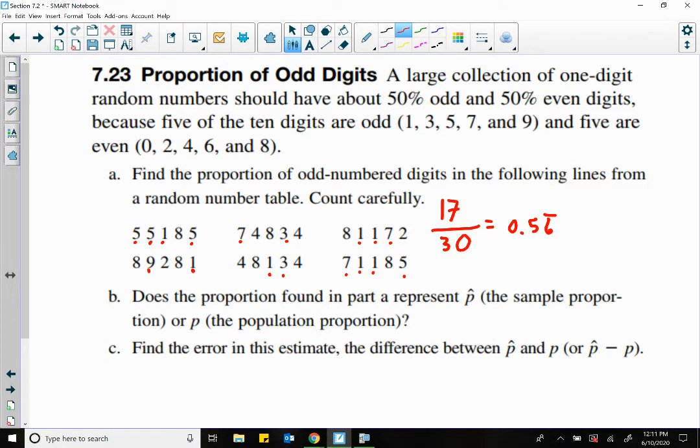All right. So part B says, does the proportion in part A represent p hat or p, the population proportion? In part A, because this is a sample, we are working with p hat. So this right here is your p hat. And then in part C, all they want you to do is find the difference. They want you to find the bias. That's what part C is all about.